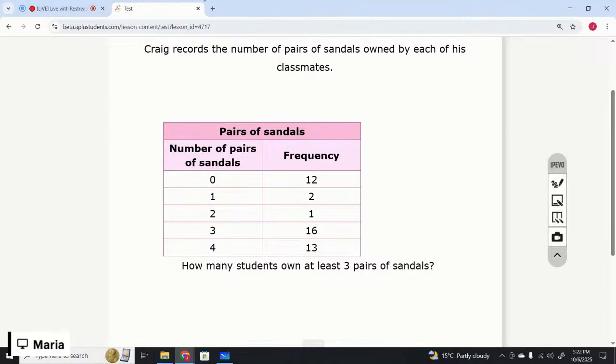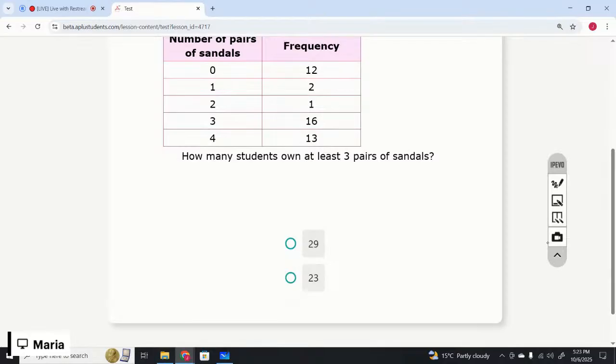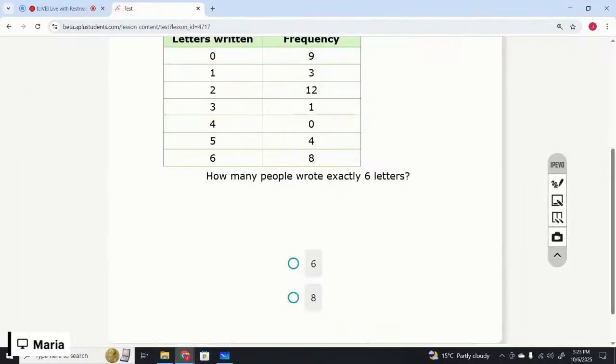Greg records the number of pairs of sandals owned by each of his classmates. How many students own at least three pairs of sandals? At least three. That is 29. Option number one is the correct option.